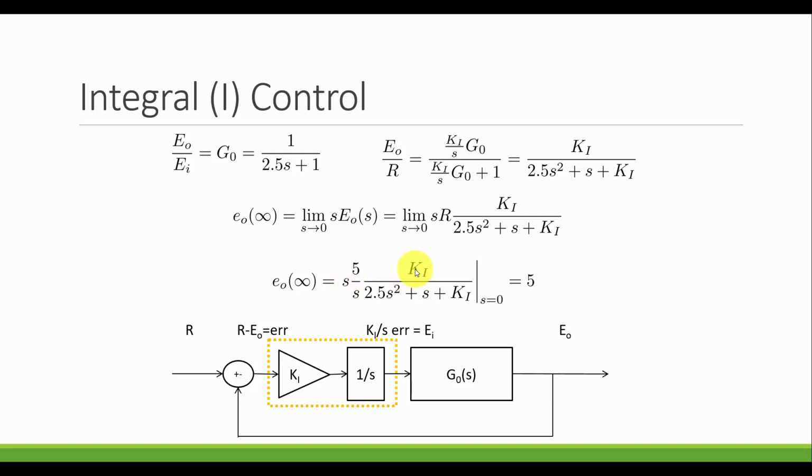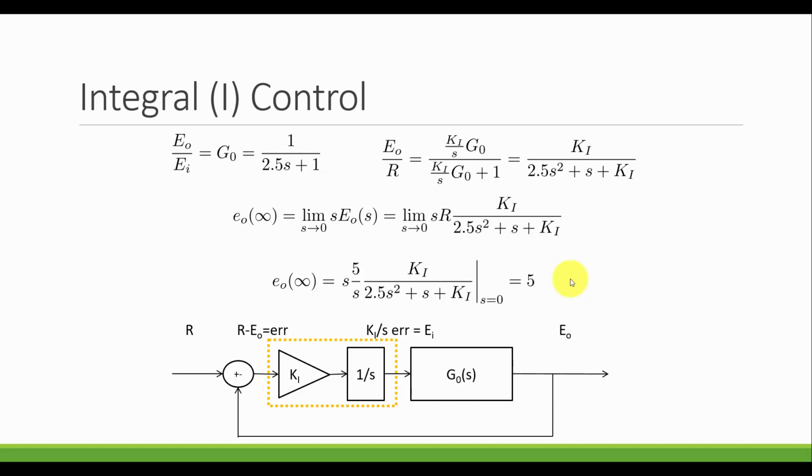Let's see what happens when I evaluate this when s is 0. The 2.5 s squared goes away. The s goes away. I'm going to be left with 5 Ki over Ki. The Ki's go away, so I'm left with 5. So the steady state value, or the final value of my output, is now 5.